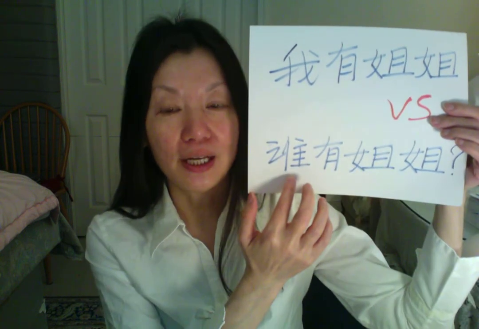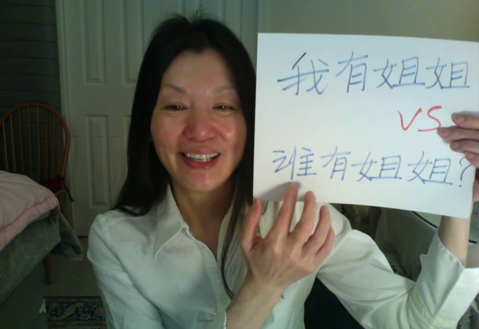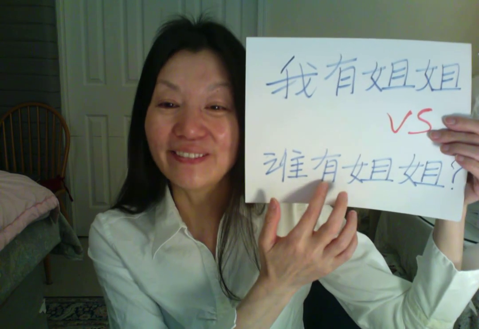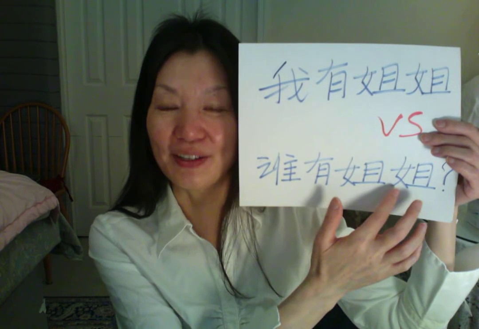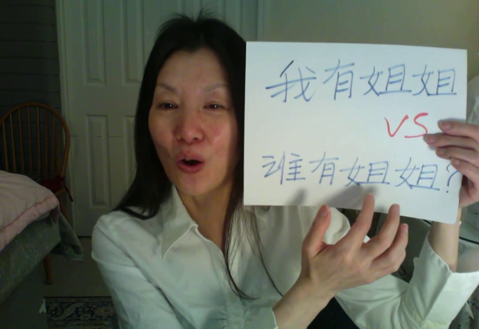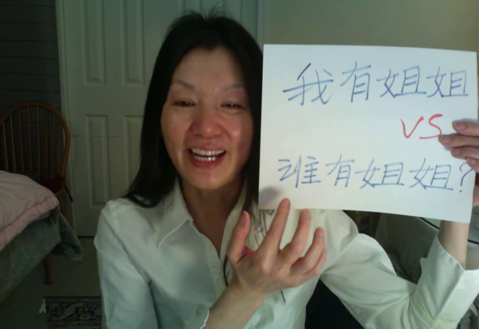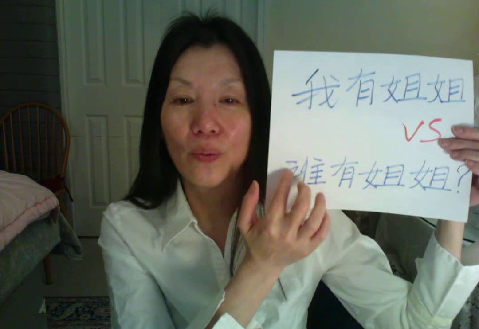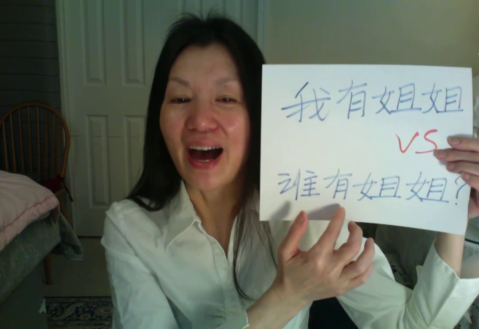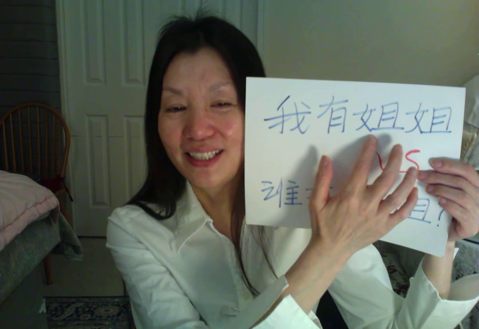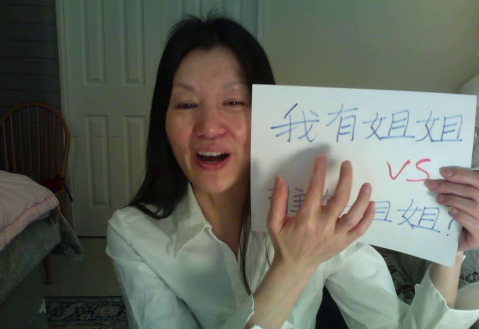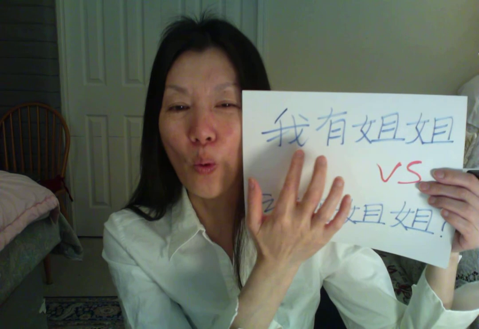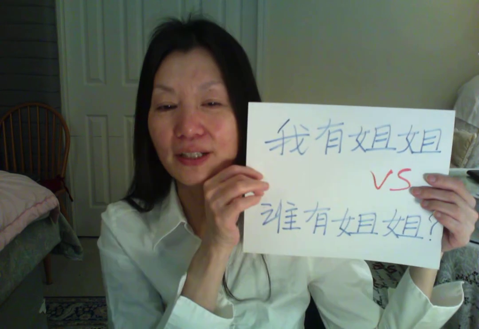Here, 谁, who. 谁有, who. 谁有姐姐, okay. Who has older sister. 谁, who, 有姐姐, okay. The answer to the who question here, I say it's me, 我, I. 我有, I have sister, 姐姐. 我有姐姐, your turn.